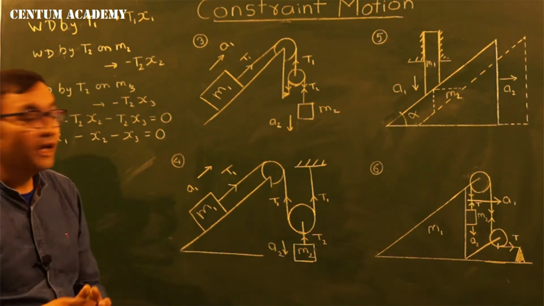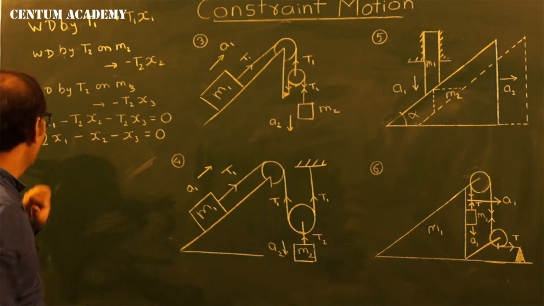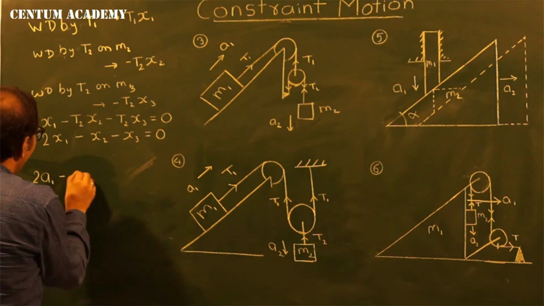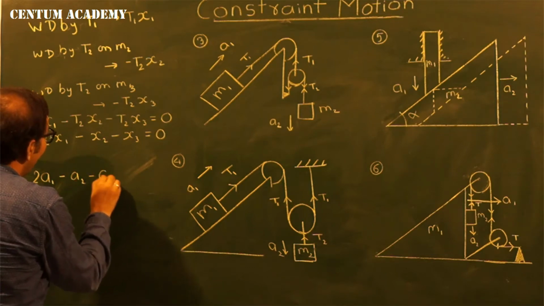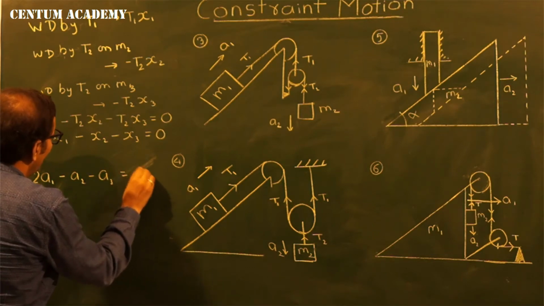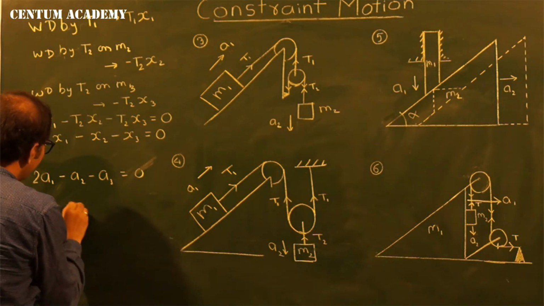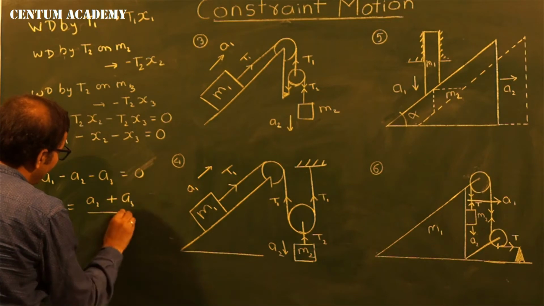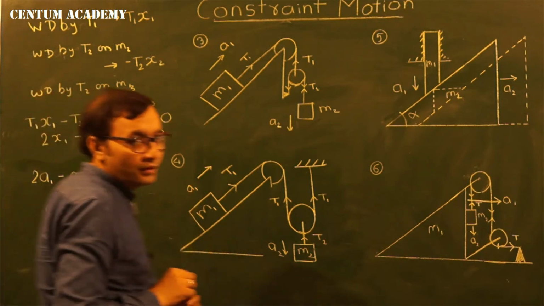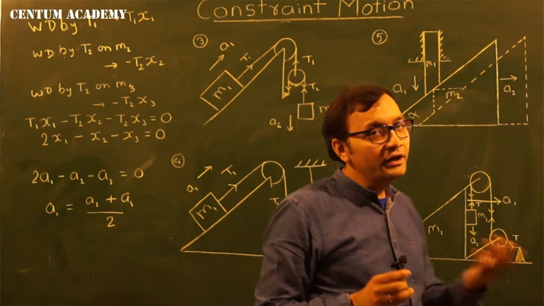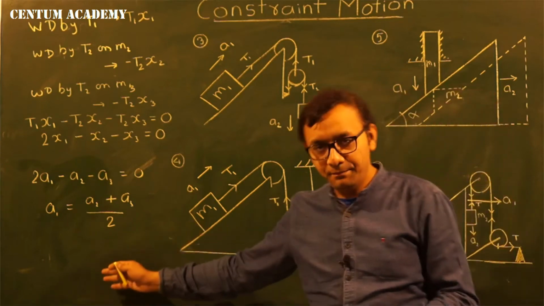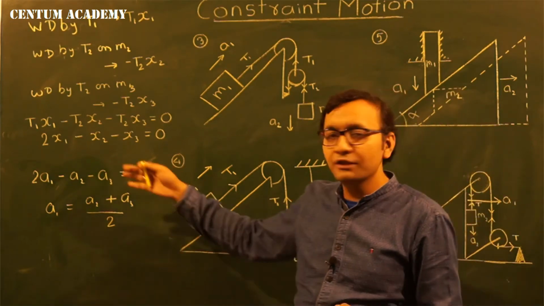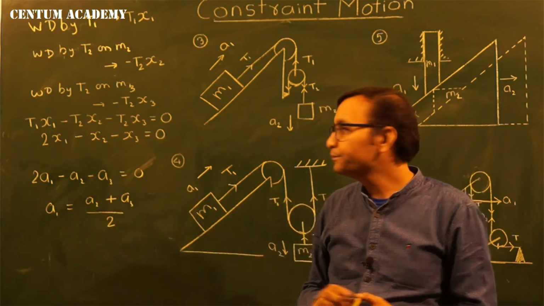And then if you take the double derivative of this equation, you will get 2 times acceleration A1 minus A2 minus A3 is equal to 0, or A1 is equal to (A2 plus A3) by 2, right? Similar thing we got earlier also. So you can solve that particular constraint equation, or you can get that equation by using 2 methods, right?